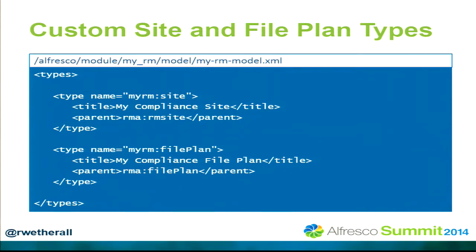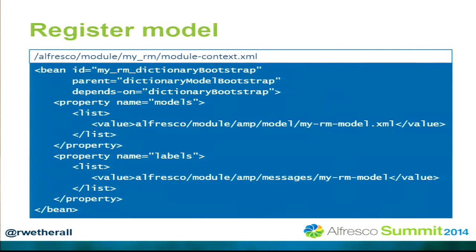But for now, all we need to do is drop off our records management model. Much like there's a standard content model, there is an additional records management model you can import and use. And you'll find in there's a standard RM site and a standard RM file plan. So nothing too exciting there, I'm afraid. We're just going to create those two types. And for those of you that aren't familiar with this, again, this is standard mechanics. In our amp, we'll obviously have our module context where we're able to bring in our additional beans.